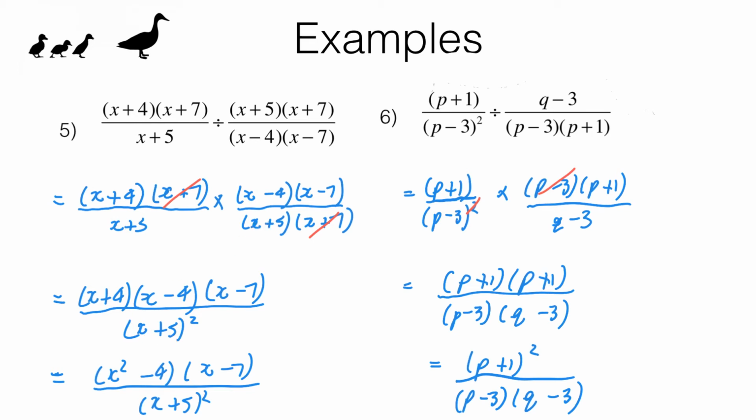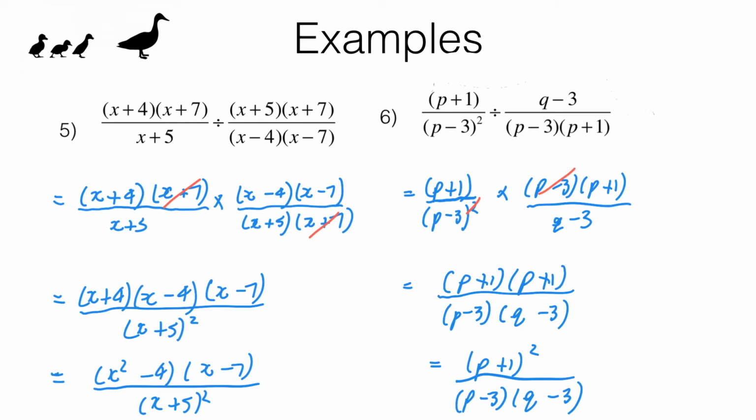And then a final step would be, I can actually expand out x plus 4, x minus 4, and that would simplify to x squared minus 16, because the 4x and the minus 4x would cancel out. So I'm left with x squared minus 16 times x minus 7 over x plus 5 squared.